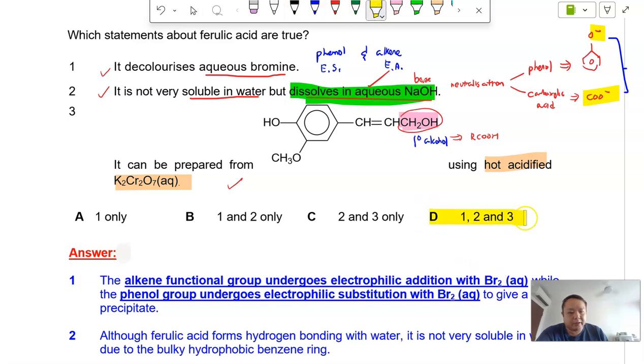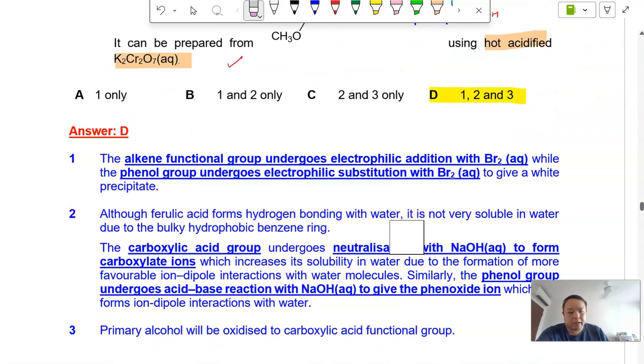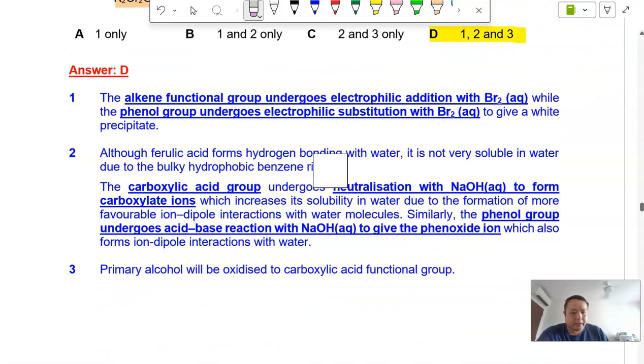We are looking at option D. Alright, so I'll leave the answers here for a while. You can take down some pointers, but largely they have been explained earlier on. Okay, and that's it. We are done with this question.